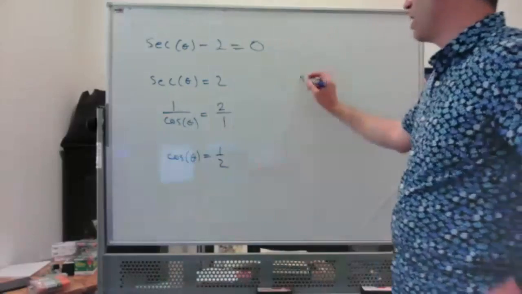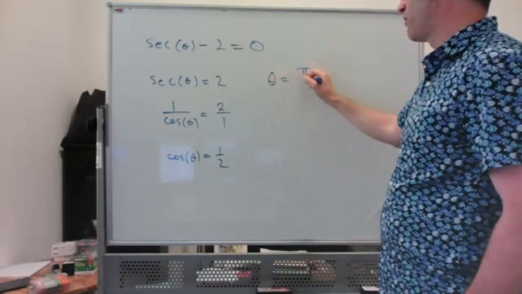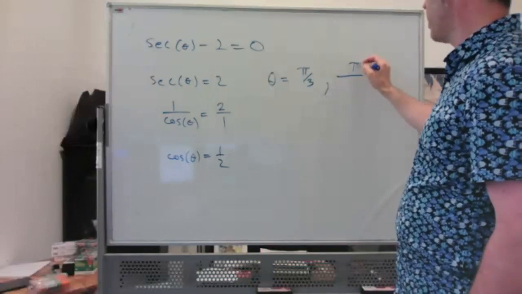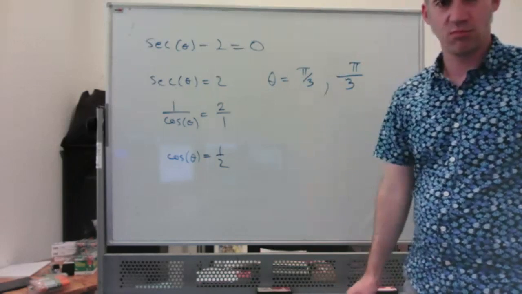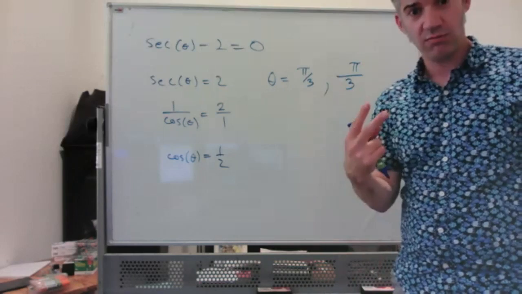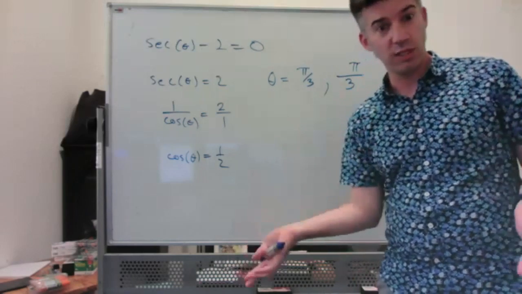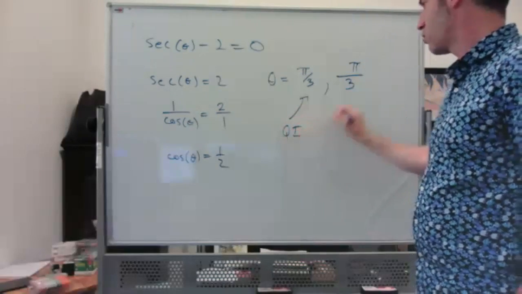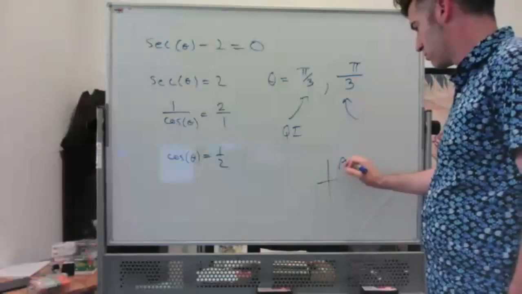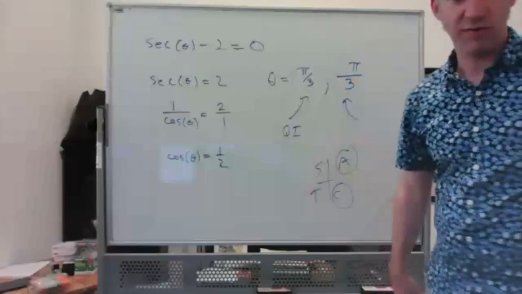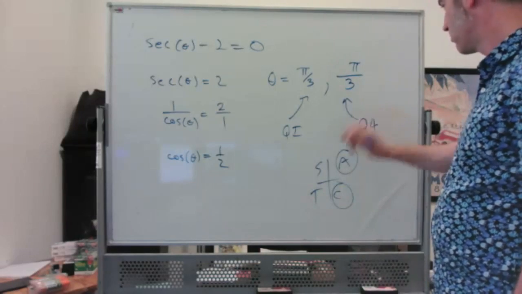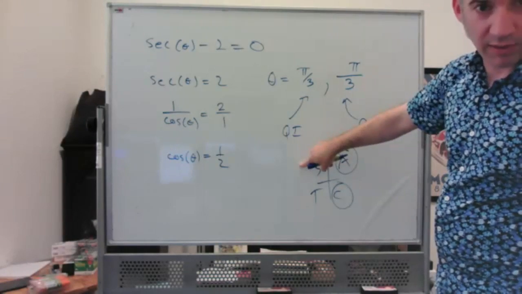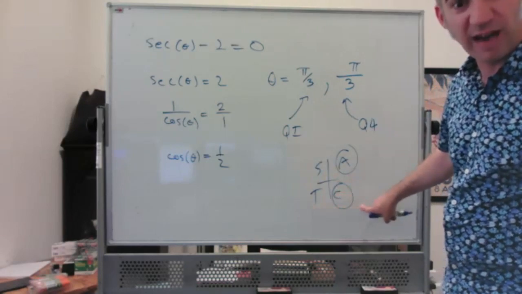And then we know the angles we're looking for are pi over 3 and something pi over 3. What pi over 3? 2 pi over 3? 4 pi over 3? 5 pi over 3? Which one is it? Well, I'm looking for quadrant 4. Which means I want it to be not 1 pi over 3, not 2 pi over 3, not 4 pi over 3, but 5 pi over 3.